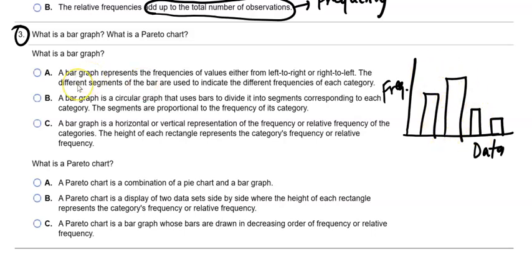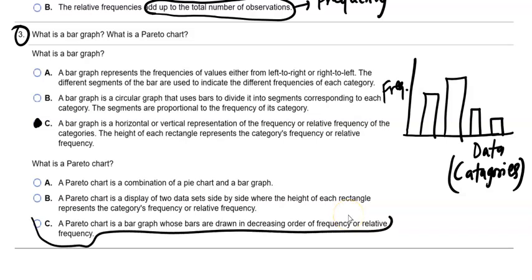If you look at the options here, C is the correct option. Bar graph is a horizontal and vertical representation of the frequency and relative frequency of the categories. Remember, the data is also called category here. And the height of each rectangle represents the category's frequency or relative frequency. That's the bar graph. A Pareto chart is a bar graph with all the bars in decreasing order.